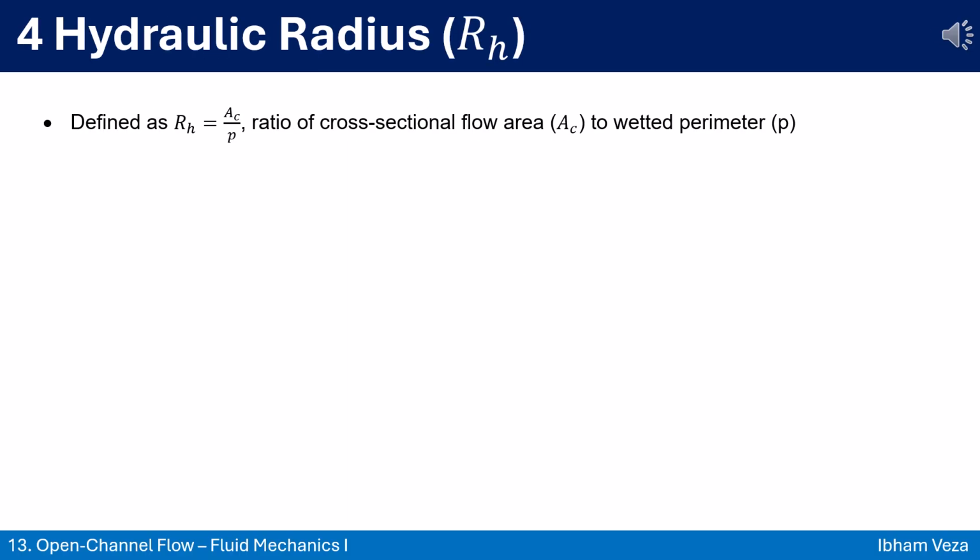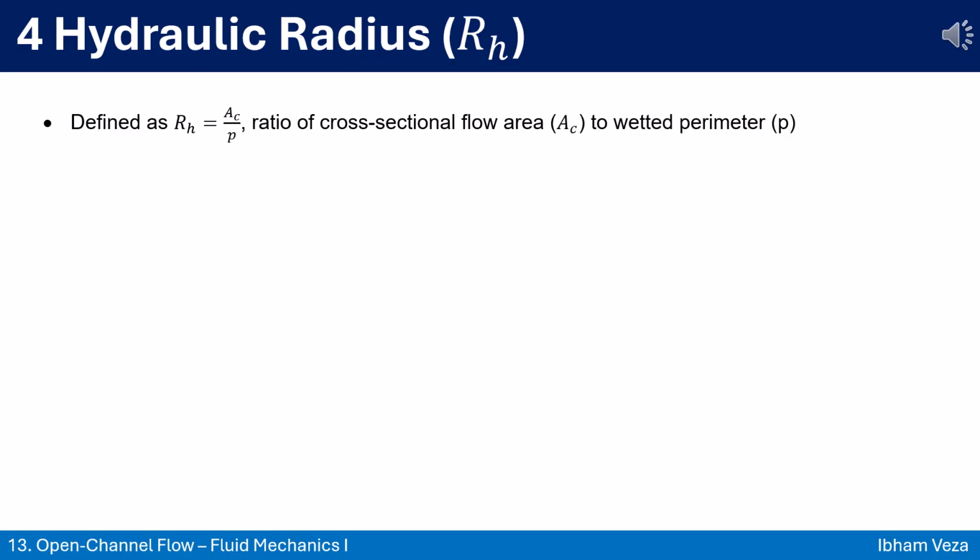4. Simplify flow geometry with hydraulic radius. Let's talk about one of the most useful geometric parameters in open channel flow, the hydraulic radius. It might sound like a complex concept, but it's actually very intuitive. Hydraulic radius, denoted as RH, is simply the ratio of the cross-sectional area of flow, A sub A, to the wetted perimeter, P. Mathematically, that's RH equals A sub A divided by P.